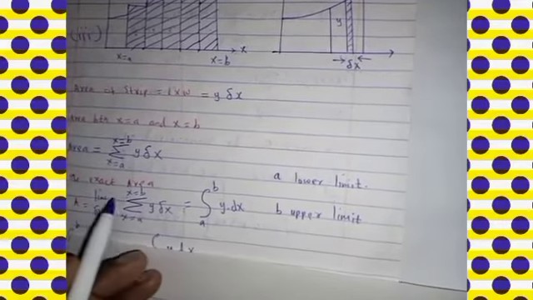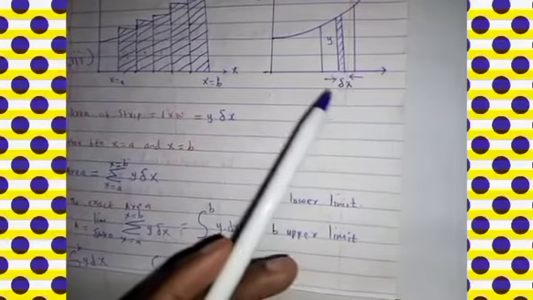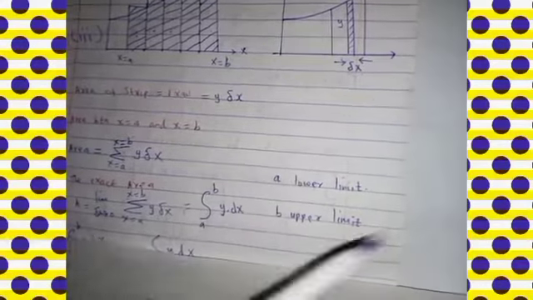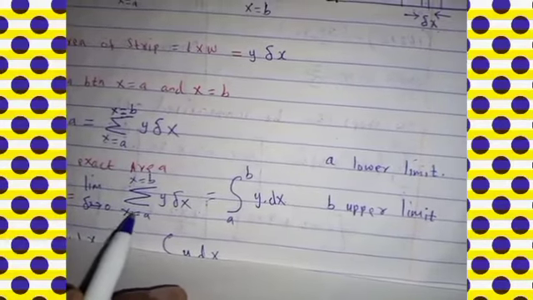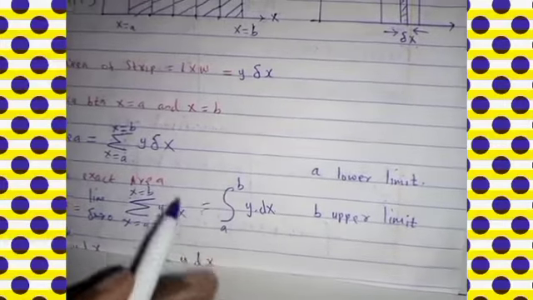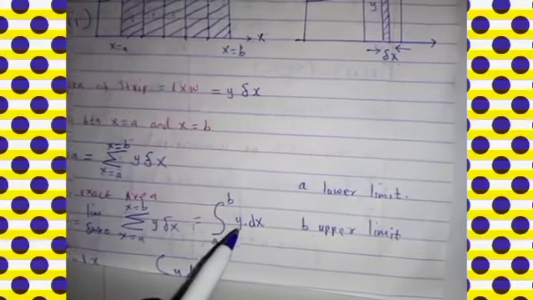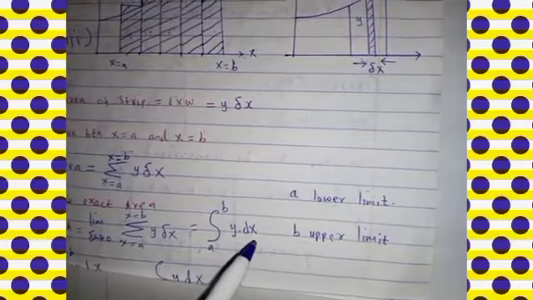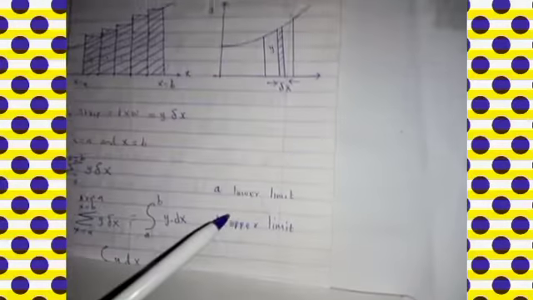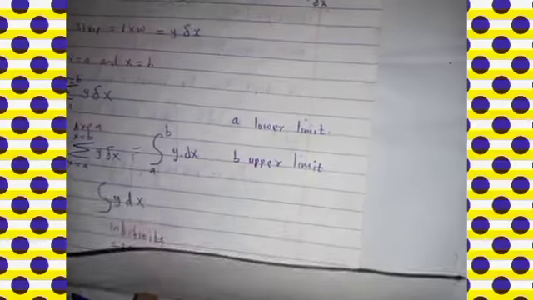So when we sum, now we take the limit as the width of this rectangle becomes smaller and smaller, as delta x tends to 0. The summation will be equal to the integration from a to b of y with respect to x. y is the curve given. Now, in this case, a is referred to as the lower limit and b is referred to as the upper limit.